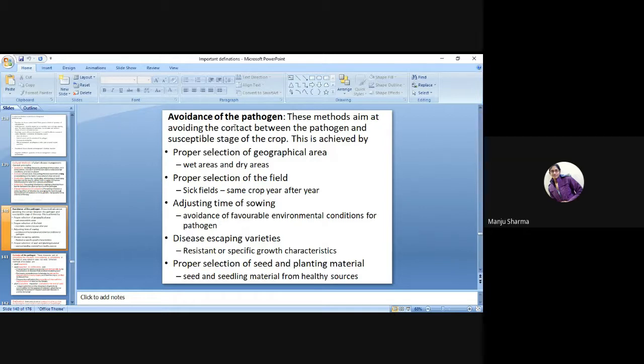Secondly, proper selection of the field, avoiding a sick field or the same crop year after year. Then, adjusting the time of sowing, avoidance of favorable environmental conditions for the pathogen, disease escaping varieties in which resistance or specific growth characteristics, and proper selection of seed and planting material, in which seed and seedling material come from healthy sources.